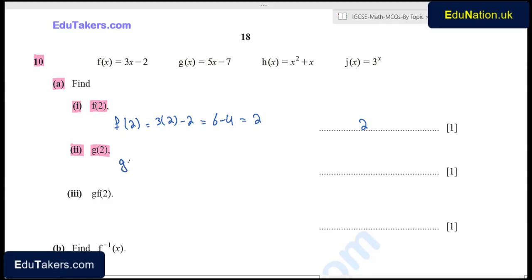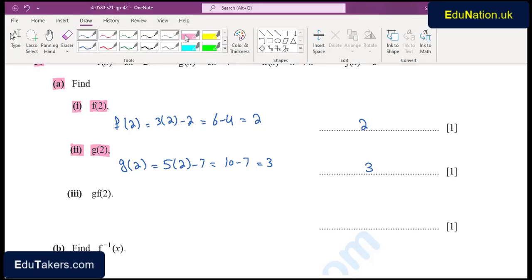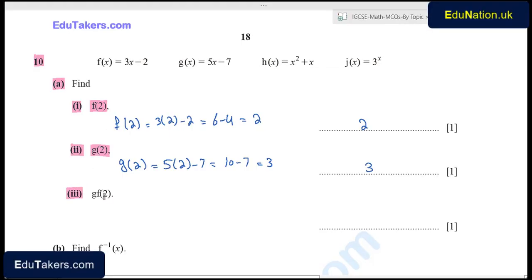And g of 2 is equal to 5 into 2 minus 7, which is 10 minus 7, which is equal to 3. Third part is g of f of 2.